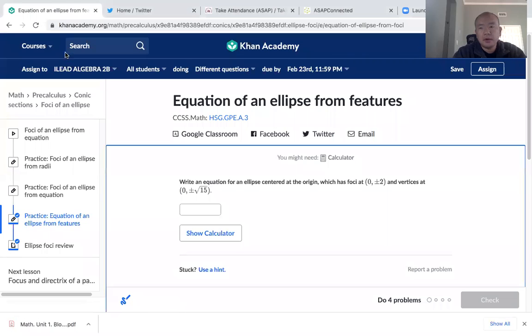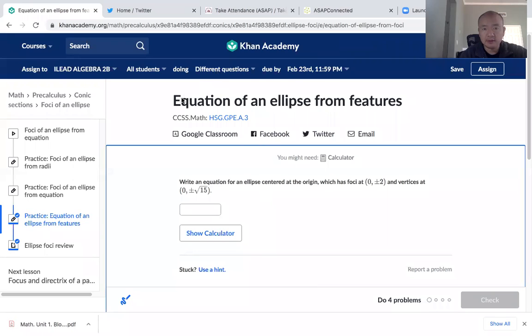Hi, I wanted to address the week 3 assignment one. And so let's go to the Khan Academy here and check this out. Okay, so remember what an ellipse is? An ellipse is a stretched out circle, okay? And right here, it says, write an equation of an ellipse centered at the origin with the foci of 0 plus or minus 2 and the vertices at 0 plus or minus square root of 15.